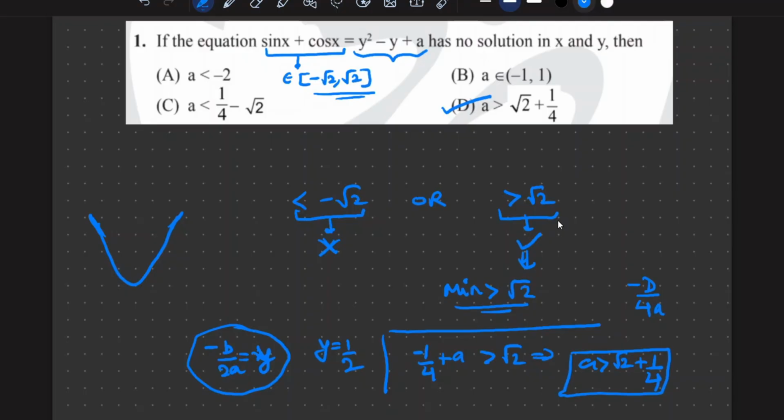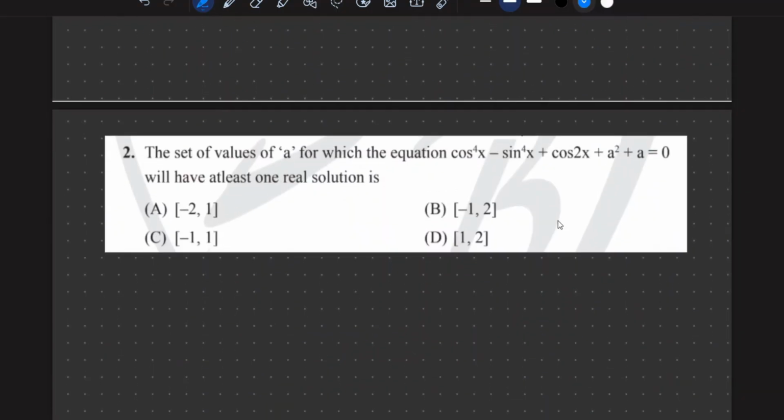Let us proceed on to the next question. So this question is based on the same concept, so I will give it to you as homework. Please comment down the answer in the comment section. Let us move on to the next problem also.